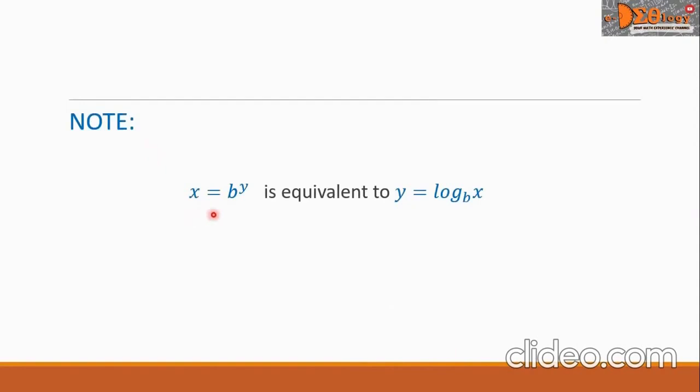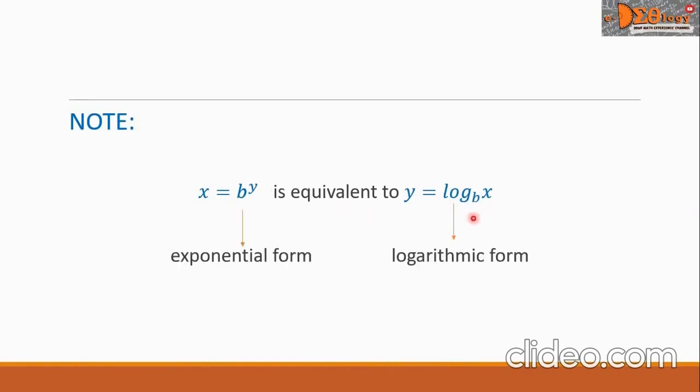Please note that x equals b raised to y is equivalent to y equals log of x to base b. This is the exponential form, and this is the logarithmic form. As an example, if we have 3 squared equals 9, this is equivalent to log of 9 to base 3 equals 2. Take note, the number 3 here is the base of the exponent, and in the logarithm, the number 3 is also the base. The number 2 is the exponent, and that is the logarithm value of the logarithmic form. And this number 9 is the same number for the logarithm.